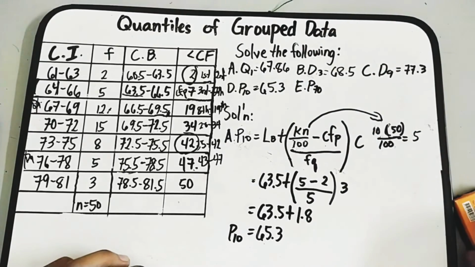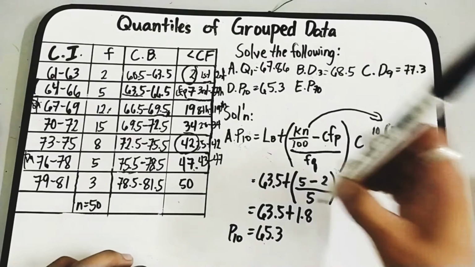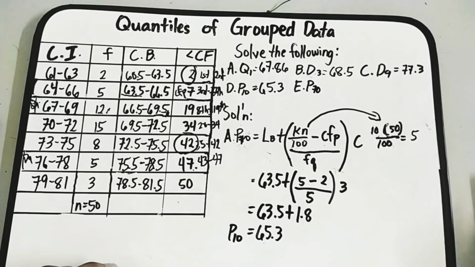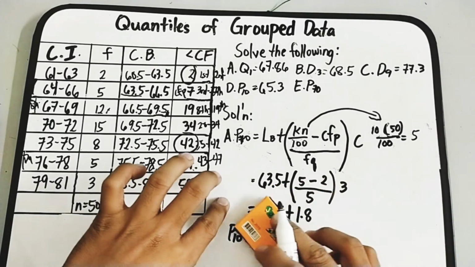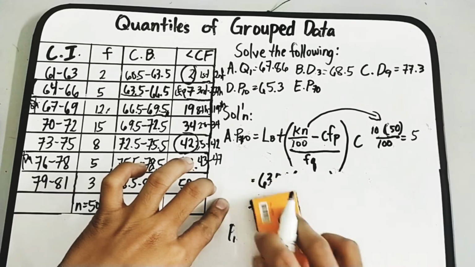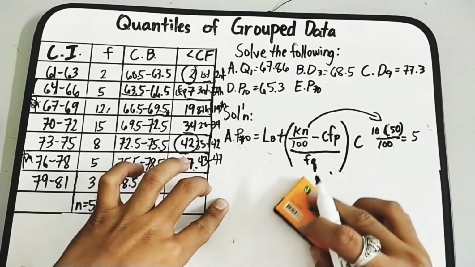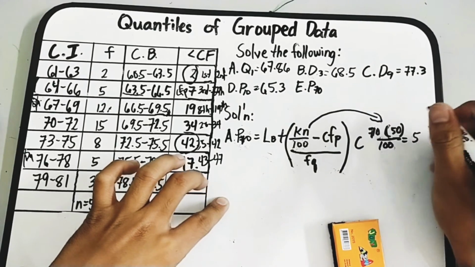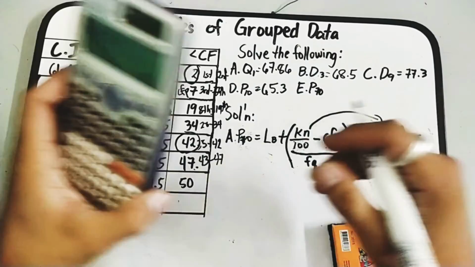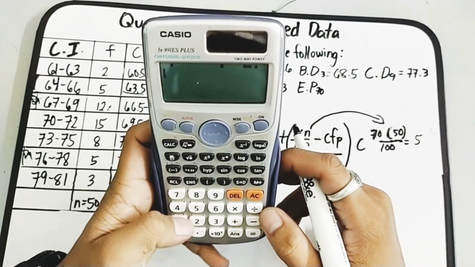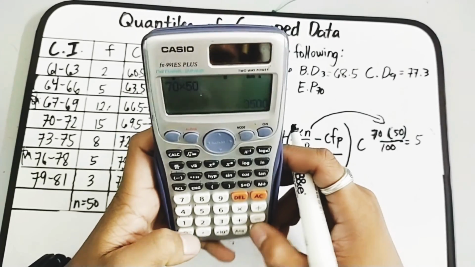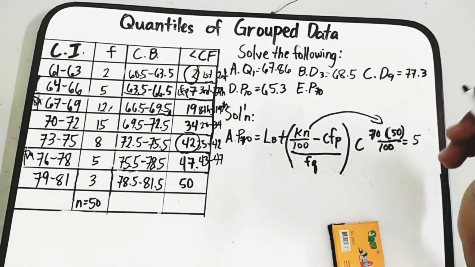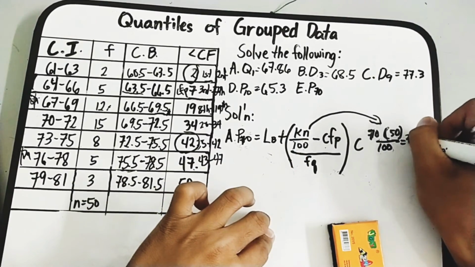Next is our percentile 70. Dapat makompute natin si percentile 70. So, percentile 70 is equal to 70 times 50, which is 35, I think. 70 times 50, yes, it's 35. Divide it by 100. We get an answer of 35.